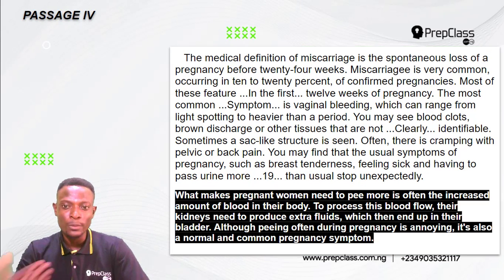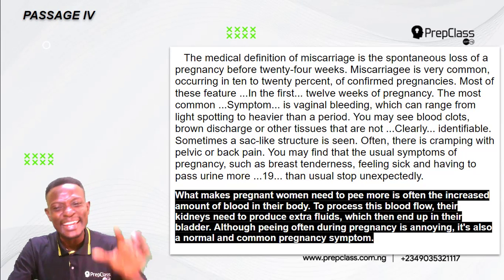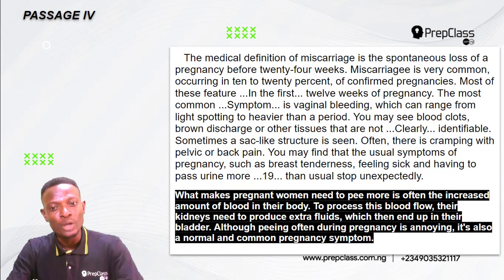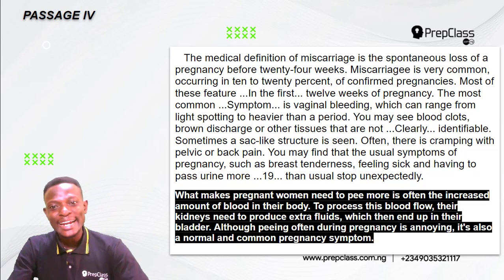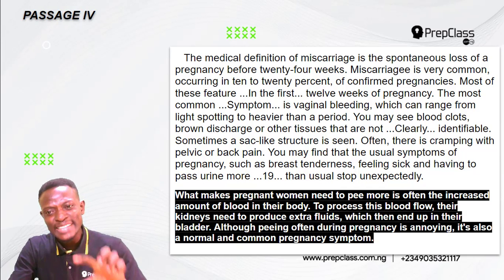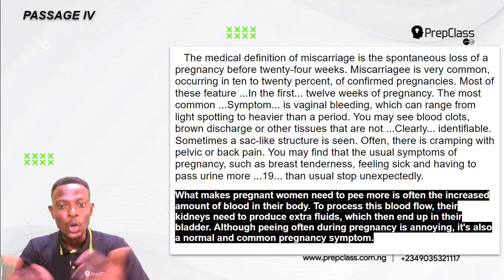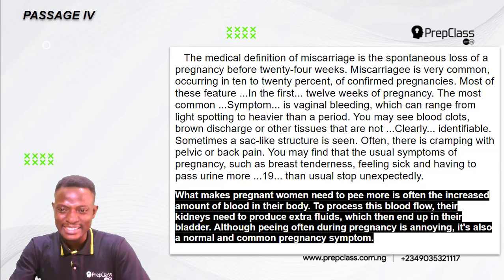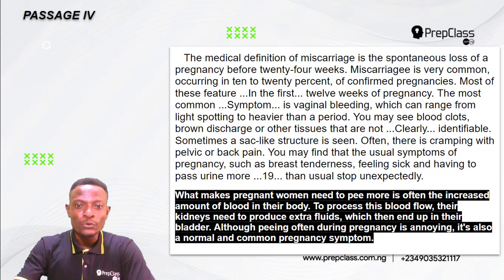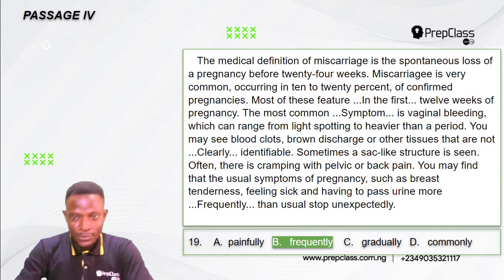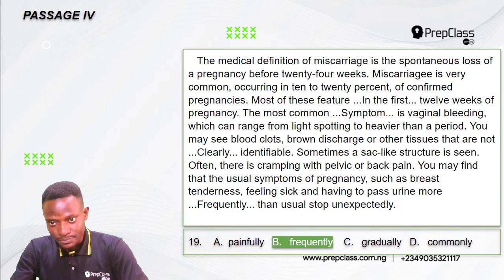What makes pregnant women need to pee more is often the increased amount of blood in their body. To process this blood flow, their kidneys need to produce extra fluids, which then end up in their bladder. Although peeing often during pregnancy is annoying, it's also a normal and common pregnancy symptom. So, peeing frequently stops when a miscarriage happens.